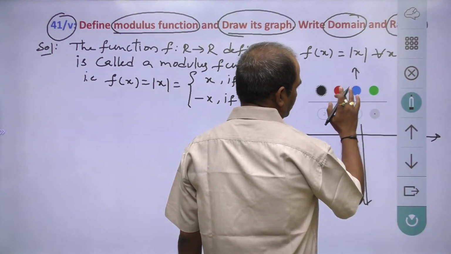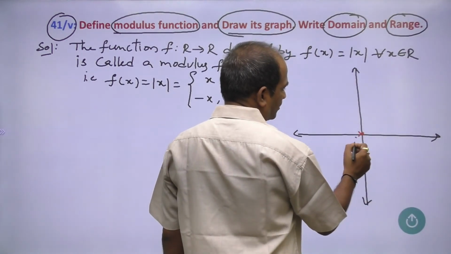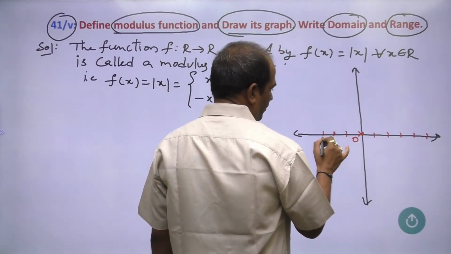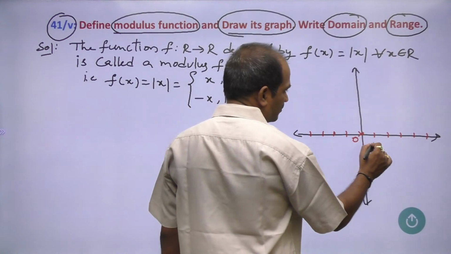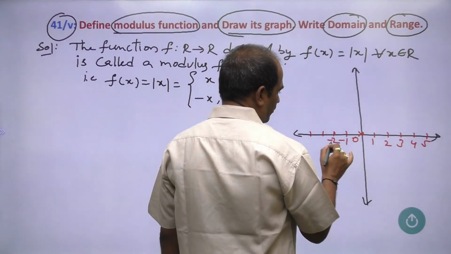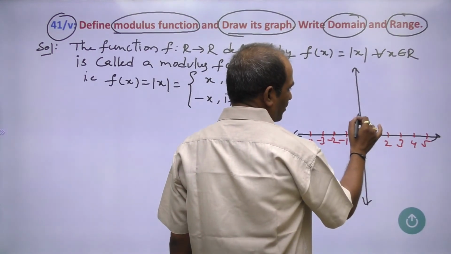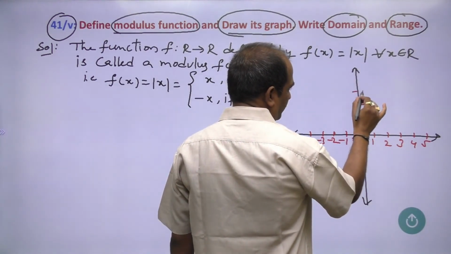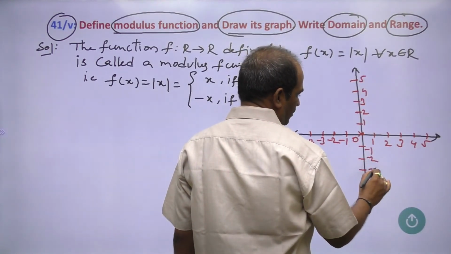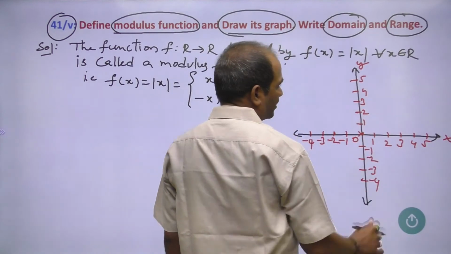See here in this diagram. This is the origin O. This is 1, 2, 3, 4, 5, and next minus 1, minus 2, minus 3, minus 4, minus 5, and so on. So this is the x-axis and this is the y-axis.